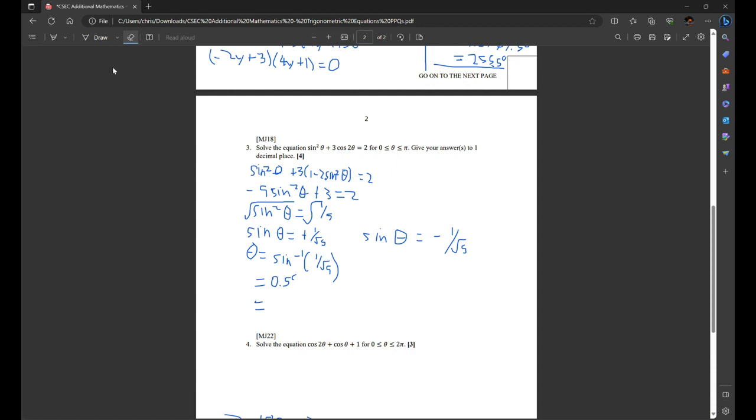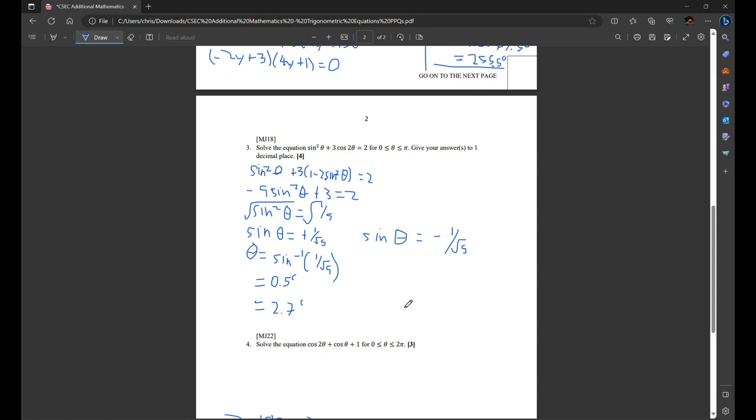So for the other angle now, which is also converted to radians, that is 2.7. Okay, so these are angles in radians. So we have two solutions so far.